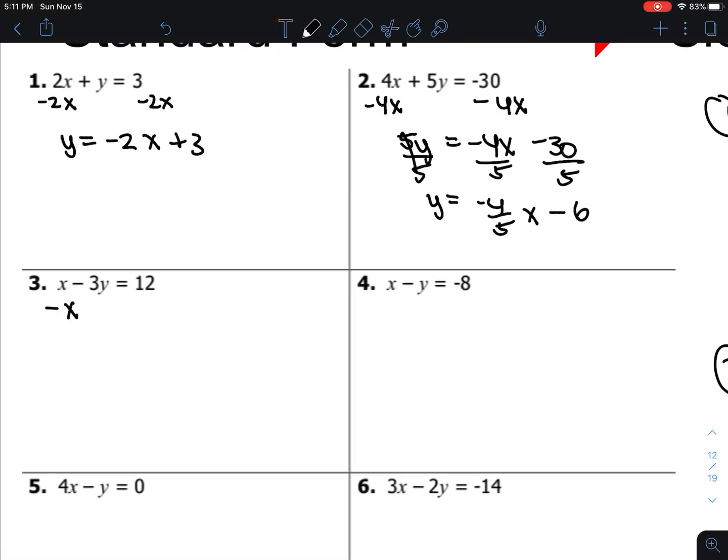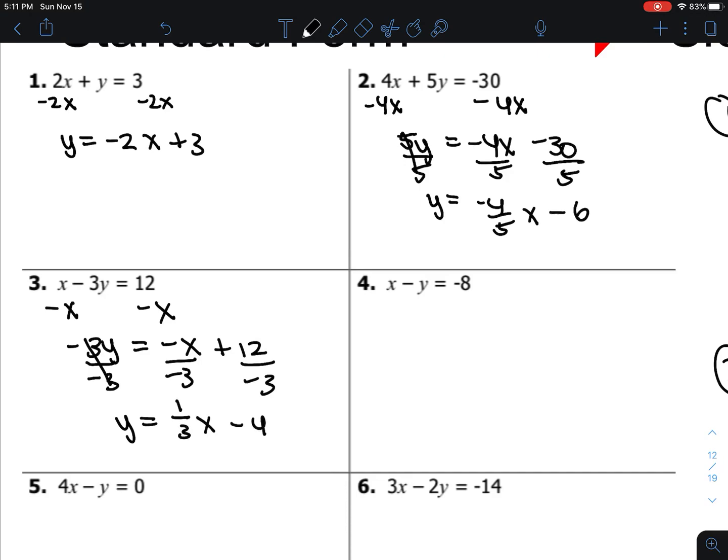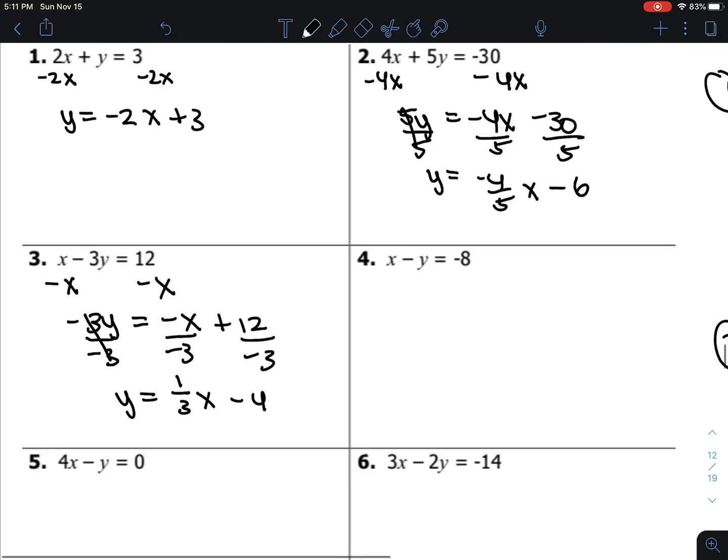I'm going to subtract x from both sides on this. X minus 3y is equal to 12. So you're always going to be starting with subtracting your x term. Left with negative 3y is equal to negative x plus 12. Now I'm going to divide all my terms by negative 3 to get rid of that negative 3 in front of my y. Left with y is equal to negative 1 divided by 3, it's 1/3 x minus 12 divided by negative 3, which is 4.